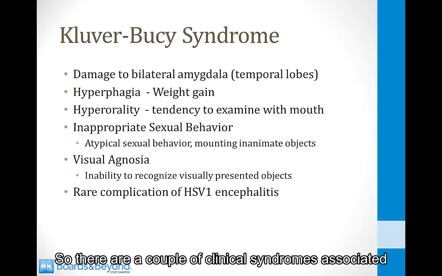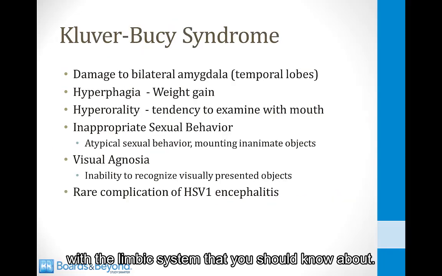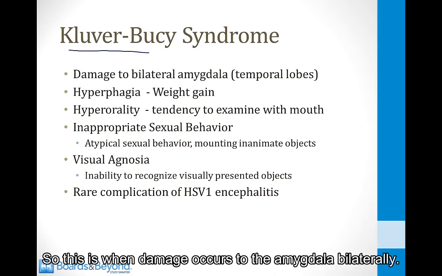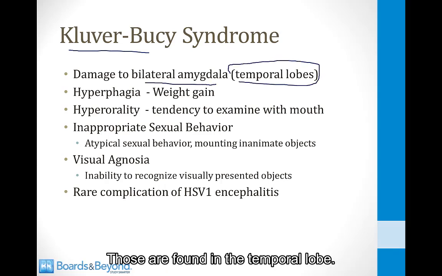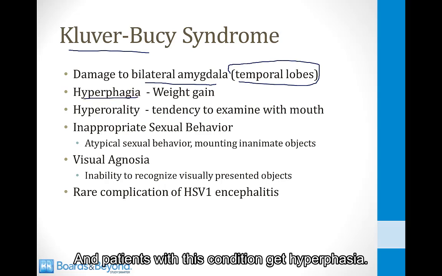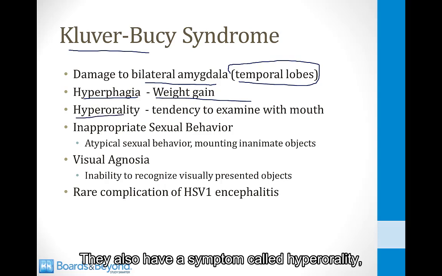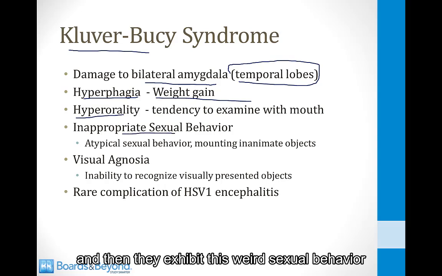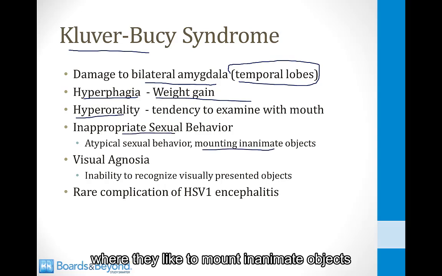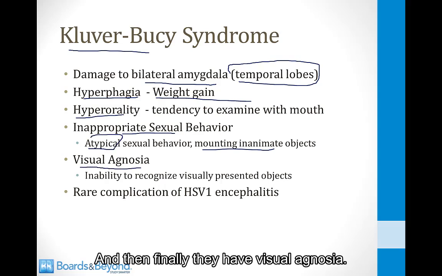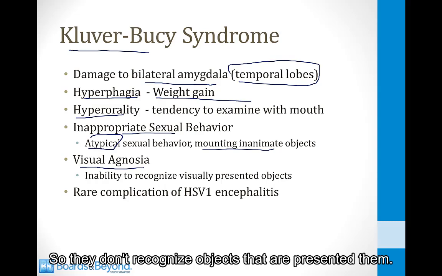So there are a couple of clinical syndromes associated with the limbic system that you should know about, and the first one of these is Kluver-Bucy. So this is when damage occurs to the amygdala bilaterally. Those are found in the temporal lobe, and patients with this condition get hyperphagia, so they eat all the time and they gain weight. They also have a symptom called hyperorality. They tend to examine things with their mouth, and then they exhibit this weird sexual behavior where they like to mount inanimate objects or do other atypical sexual activities. And then finally, they have visual agnosia, so they don't recognize objects that are presented to them.